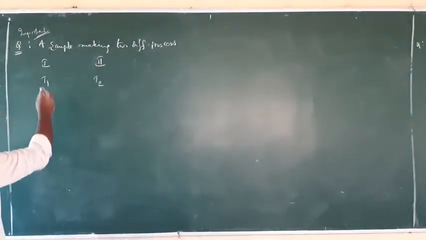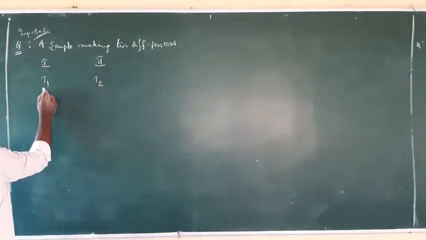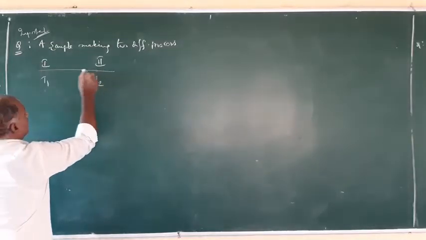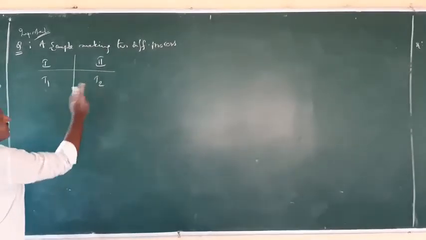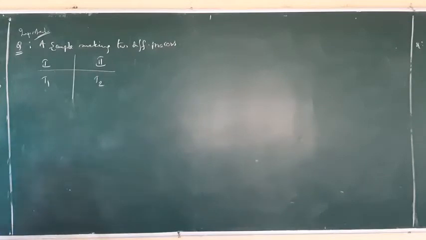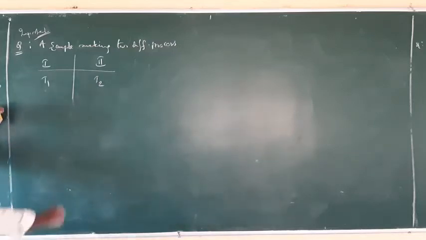So we have two processes: the half-life is T1 for the first process and T2 for the second process. You want to get the resultant, or effective, half-life for that sample. Half-life is given for the first process and also for the second process, and we want to get the resultant half-life. So now I can write this.